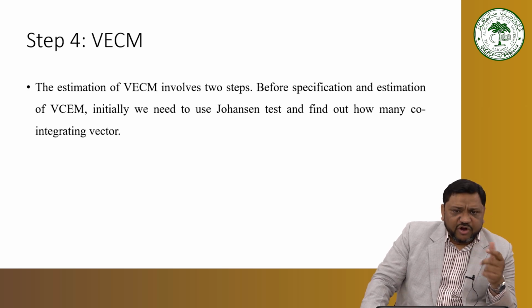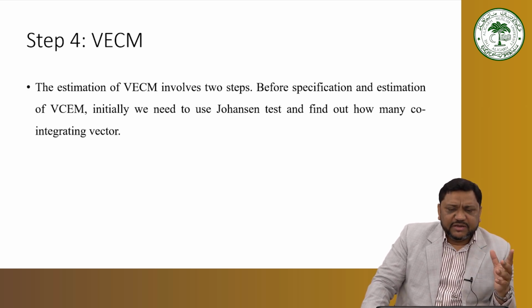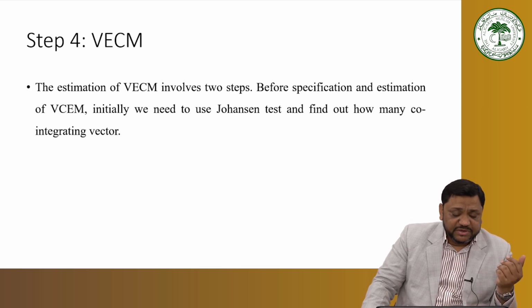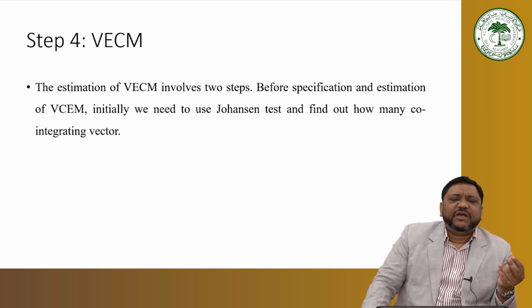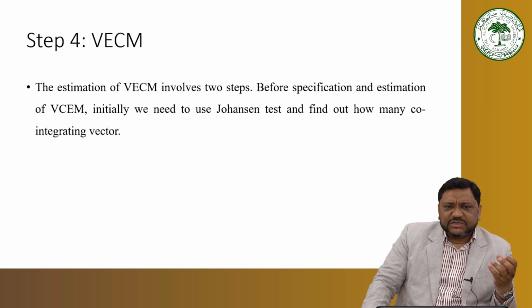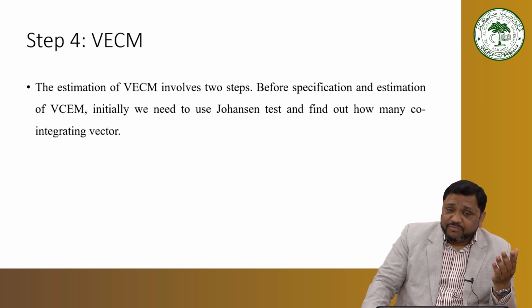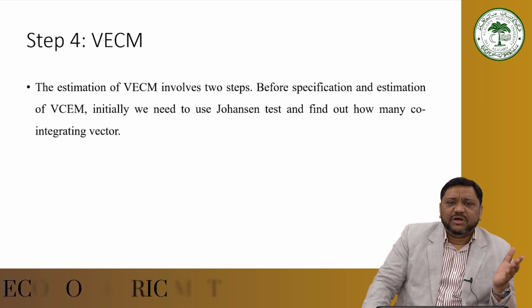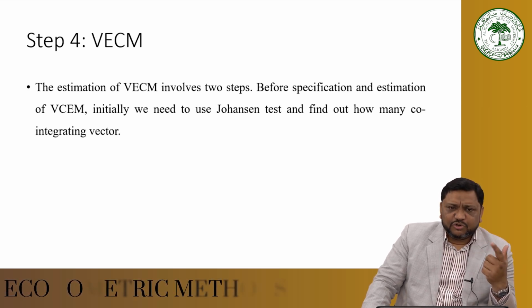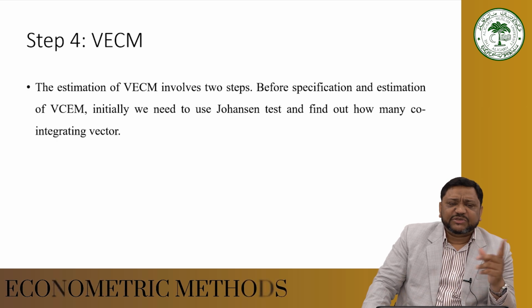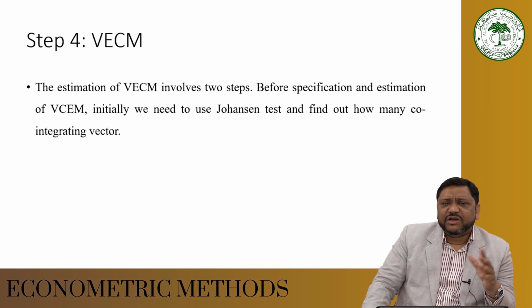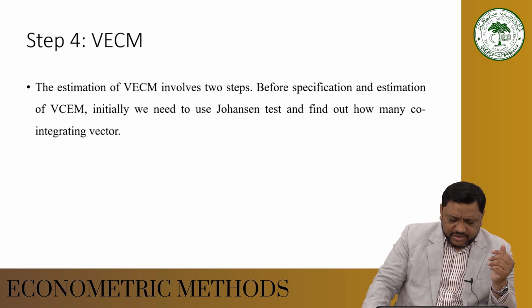Once we have an idea that there is a cointegrating relationship, the next step is to go for the vector error correction model. The vector error correction model comes only after the Johansen cointegration max and trace statistics have been estimated. So before specification and estimation of the VECM, we first have to use the Johansen test and find out how many cointegrating vectors there are.